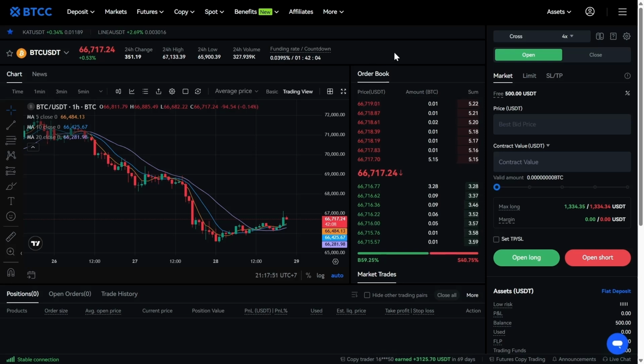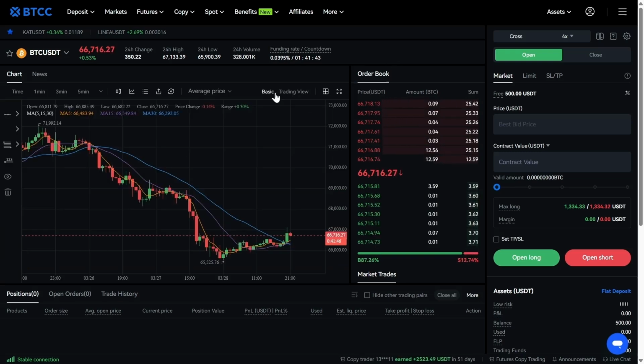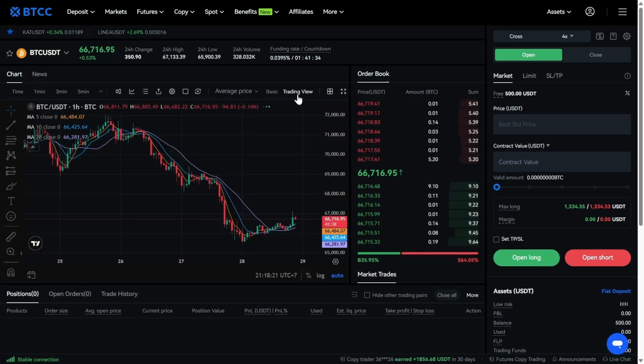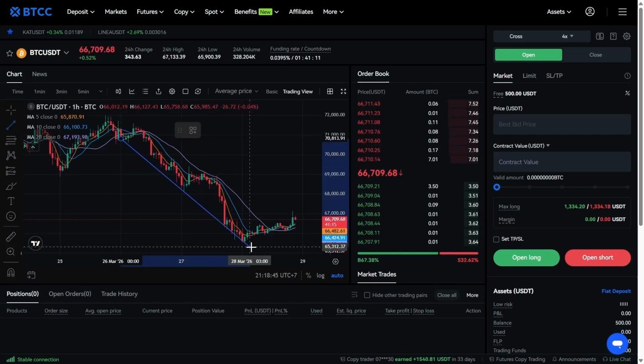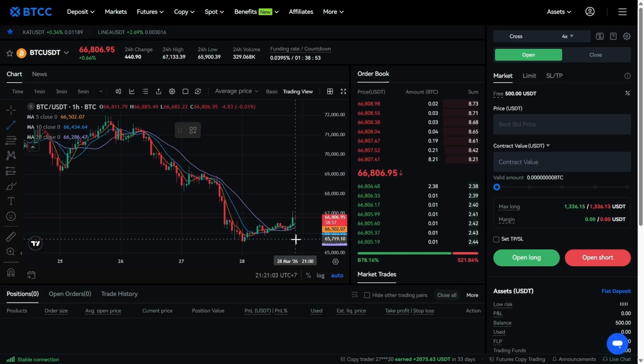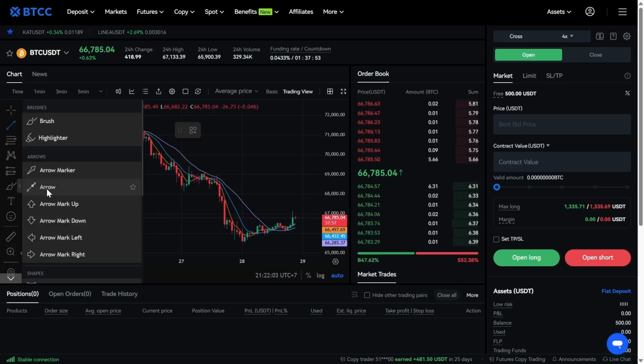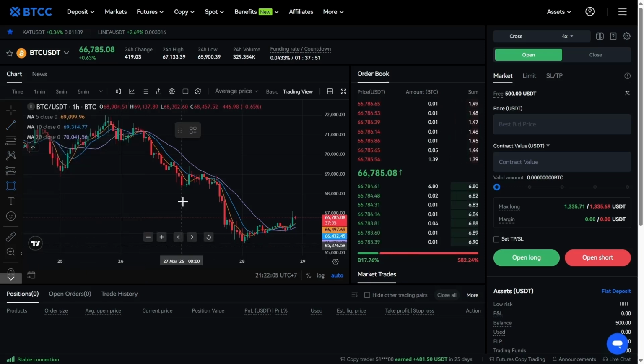Every 8 hours, you will be charged or credited a small funding rate fee, depending on if the funding rate is negative or positive. Looking at the charts, most centralized exchanges have TradingView built in. There are two options. You can use the TradingView charts or basic. We will be using TradingView for this tutorial. On the left side, you got your drawing tools. This is where you can draw trend lines to track direction, mark support and resistance with horizontal lines, or even use things like rectangles to highlight zones and areas of interest.